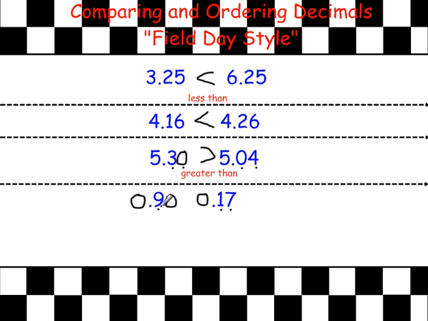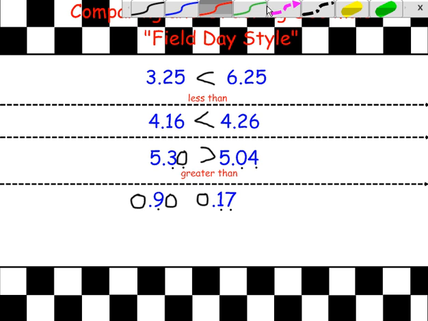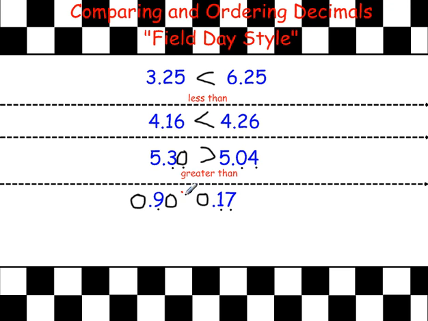Now I see that this is 90 hundredths and 17 hundredths. Which means our comparison symbol is going to go that way. And we read that as 9 tenths is greater than 17 hundredths, or 90 hundredths is greater than 17 hundredths. Now that you understand how to make a race fair when comparing decimals, let's do some racing where we have more than 2 participants.